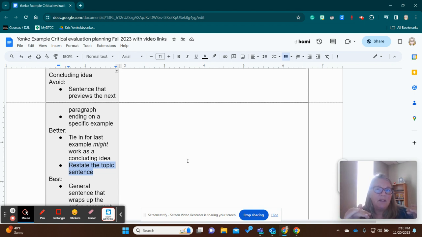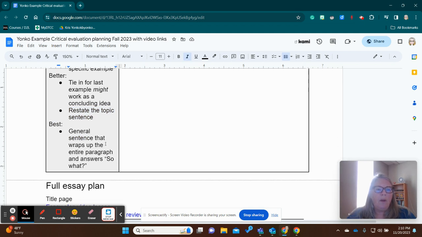But if you at least restate the topic sentence, you have something there. All right. What you really want to try for in that concluding idea is a general sentence that wraps up the whole paragraph. So that's like it's restating the topic sentence because it's covering the same information. But usually in that concluding sentence, we want a little bit of a twist with like a "so what."